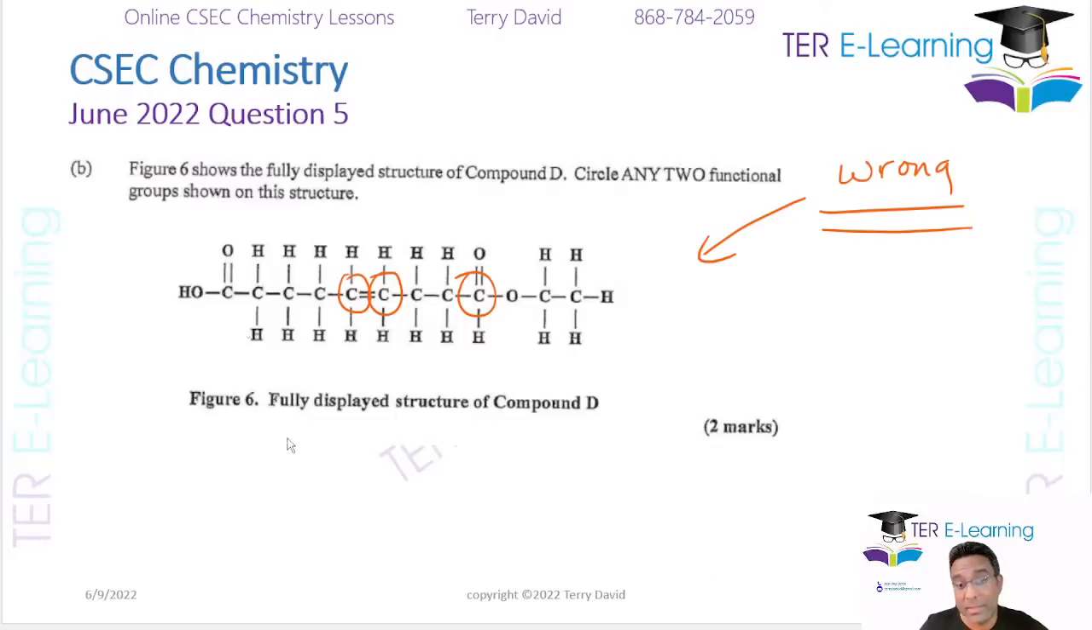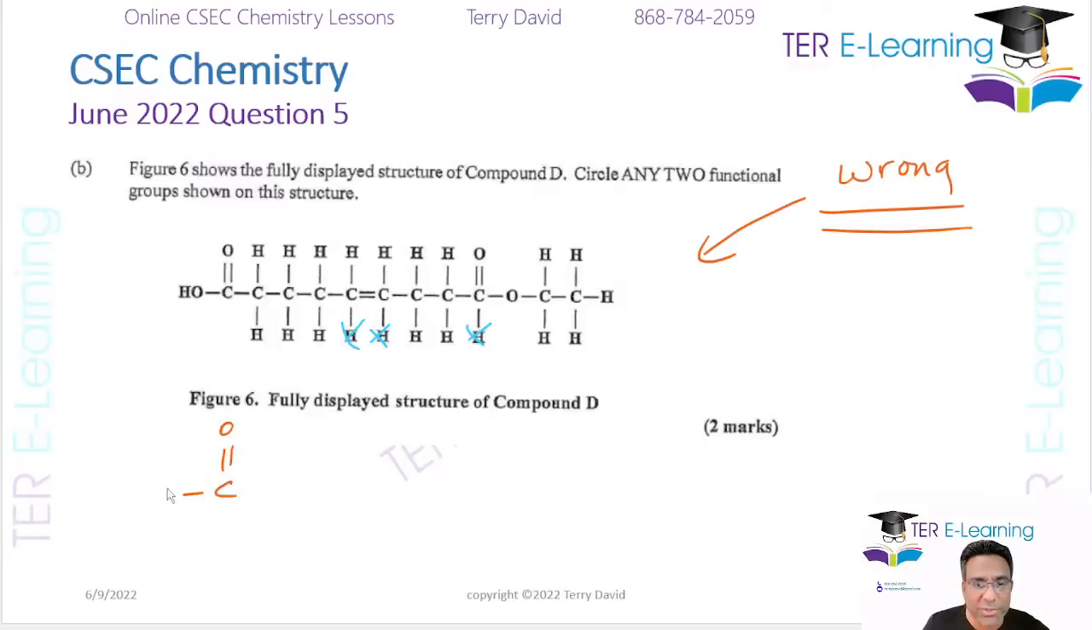So they said circle any 2 functional groups. To begin with, they're going to have to scrap this question. I'm telling you, they're going to have to scrap that because they can't have people answering wrong things. So they need to remove this. They made a mistake when they were drawing this diagram. So what I'm going to do is show you what the correct thing should be.